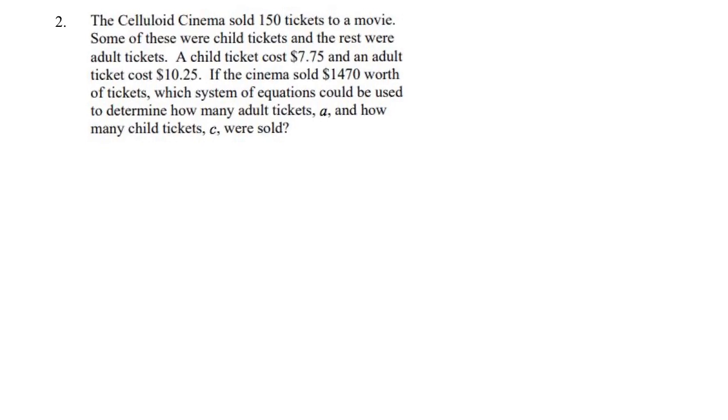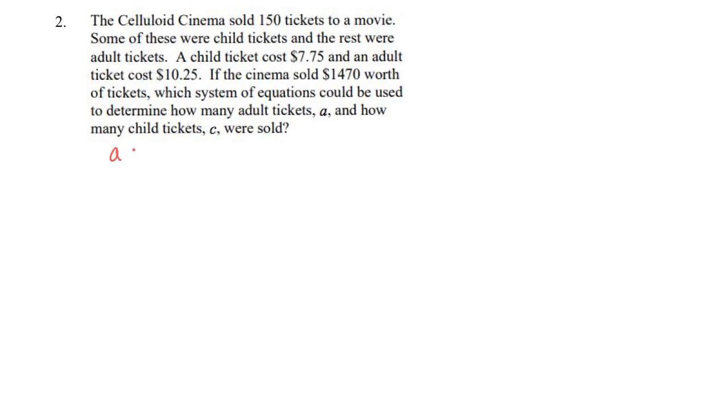All right, the Celluloid Cinema sold 150 tickets to a movie. Some of the tickets were child tickets and the rest were adult tickets. A child ticket cost $7.75, an adult ticket cost $10.25. In total, $1,470. We don't have to do let statements. They're telling us that A and C. So we just have to start with our system of equations, okay? And we've got 2 equations here.